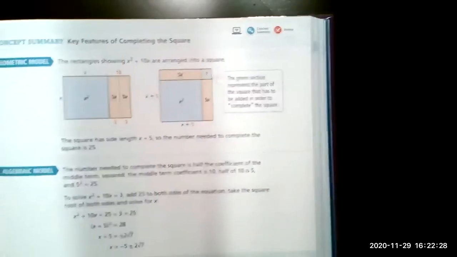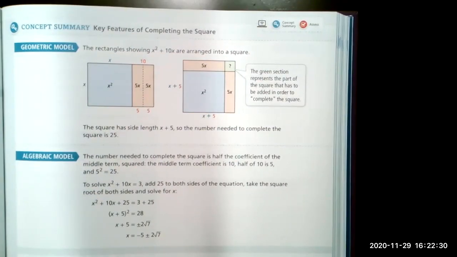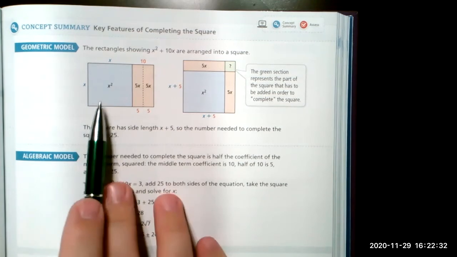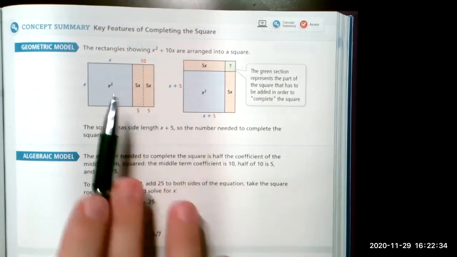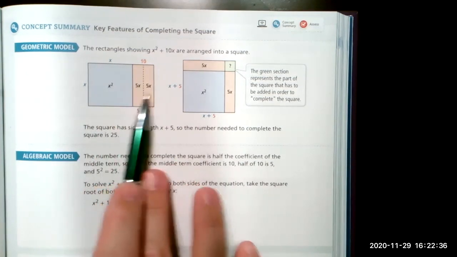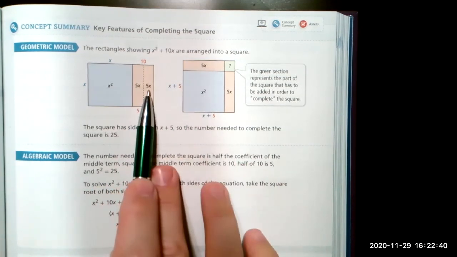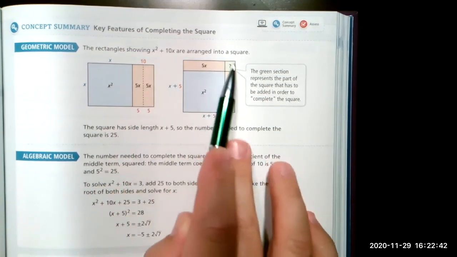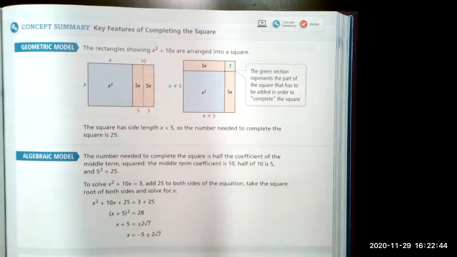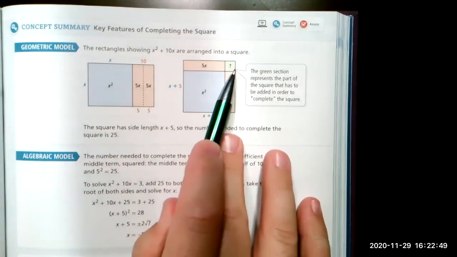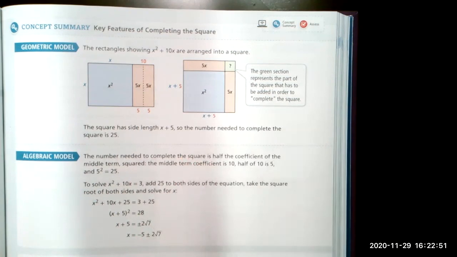So on page 107, they've got your concept summary, just emphasizing the idea behind completing the perfect square. They took this perfect square and then that little bit extra, they took one of those and put them across the top, one of those and put them down the side, which means you're missing that little green square at the top right-hand corner. So when you complete the square, you're coming up with that value that's going to make that entire thing a perfect square again.